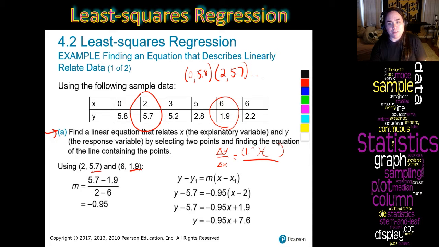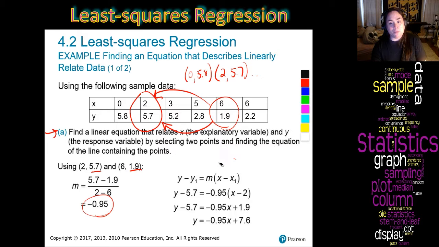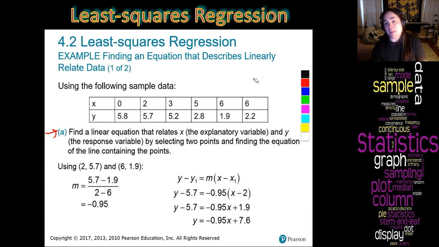I could do it the other way. I could say 1.9 minus 5.7. So if I'm doing that, 1.9 minus 5.7, then I've got to do the x values on bottom, which is going to be 6 minus 2. And when I calculate that, I get about negative 0.95, which is the exact same thing that they got. So it doesn't matter which order you subtract in, because you'll get the opposite of both the numerator and denominator. And when you take the opposite of both numbers, it's like multiplying them both by negative 1. If you multiply by negative 1 on top and the bottom, it's like you didn't multiply by anything at all.